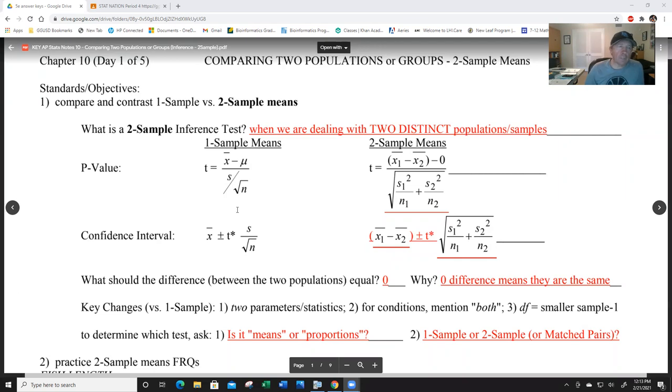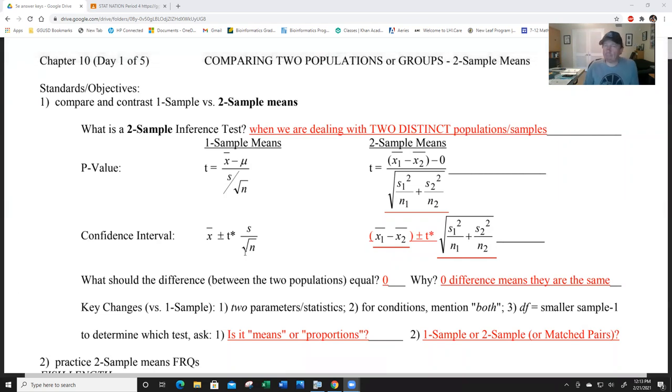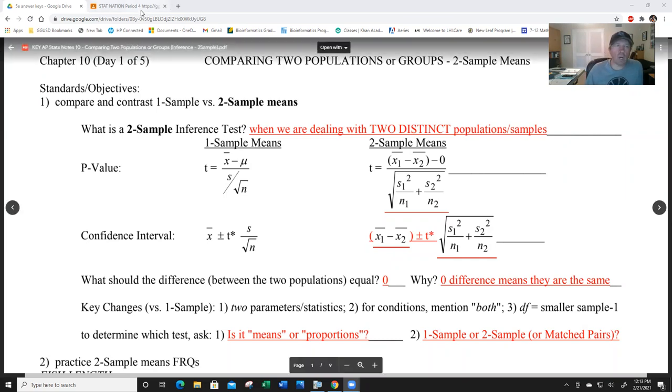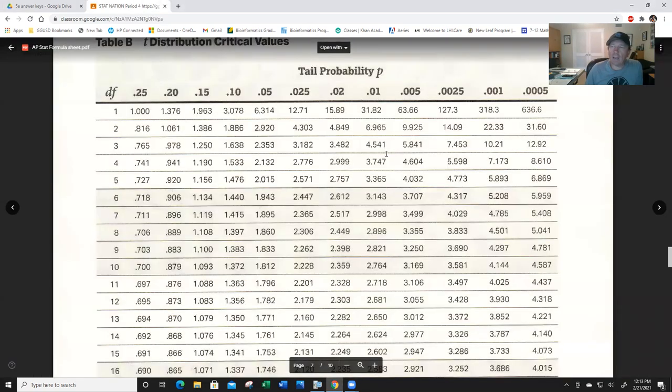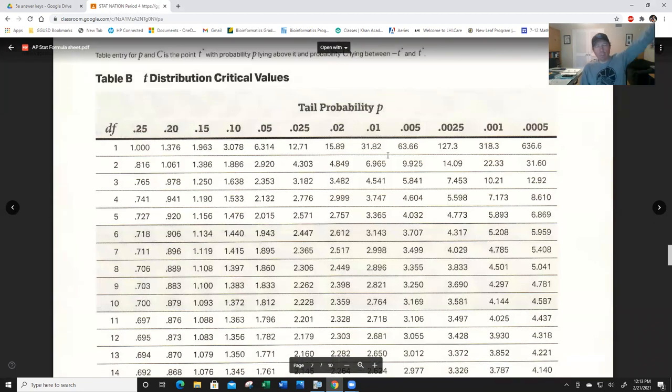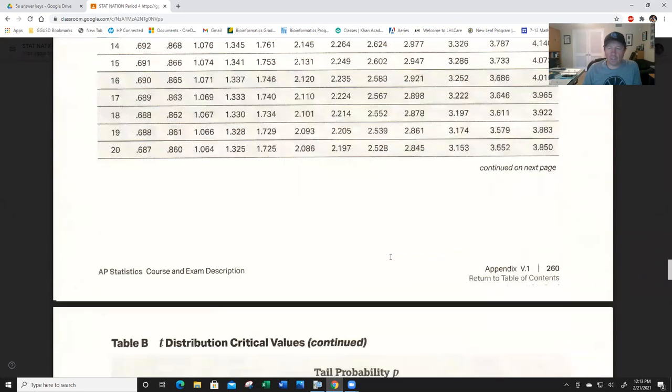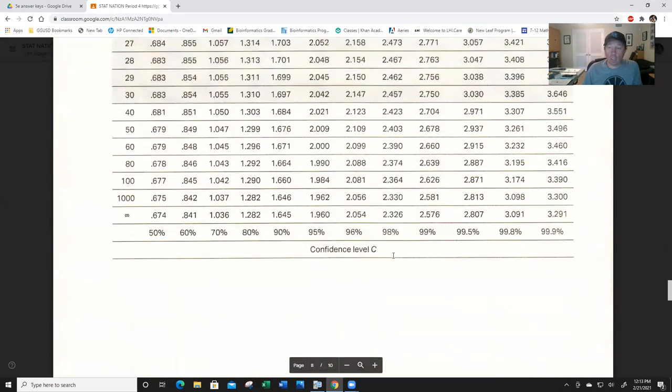All right, this is chapter 10, day one, lesson one. We're gonna be comparing two populations or groups. So what you need is a calculator and a formula sheet as well. The formula sheet, I have it located on Classroom, and you're gonna be looking at the T distribution table, basically for the confidence intervals. This is a long lesson.